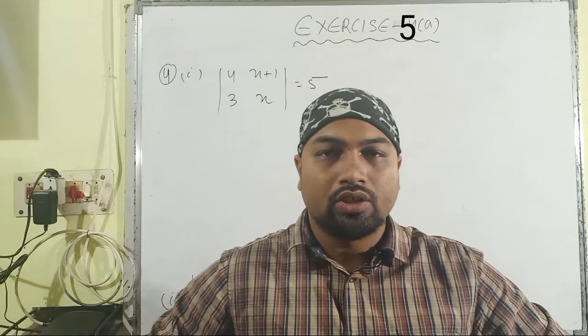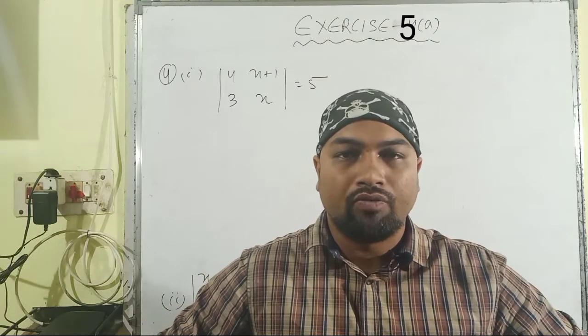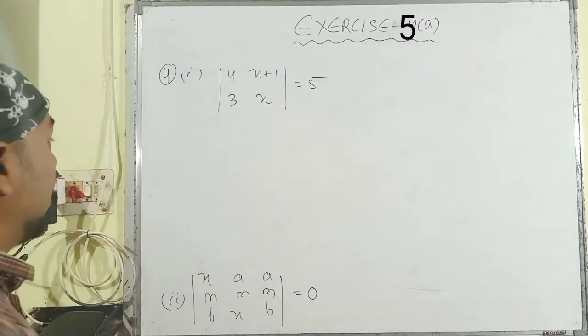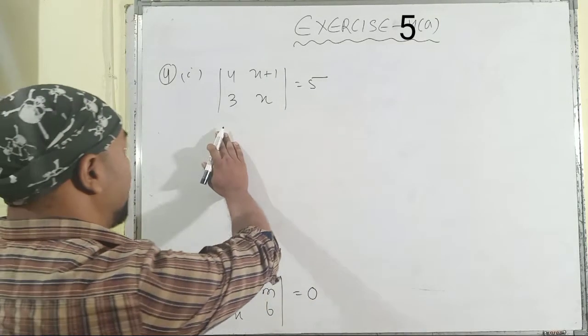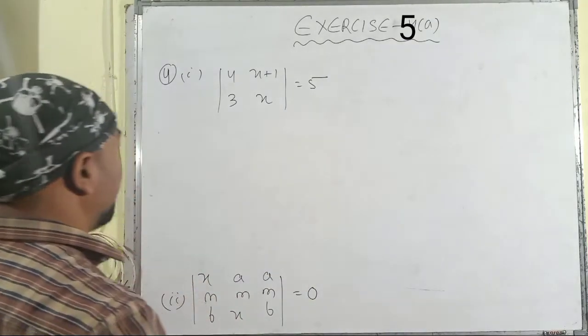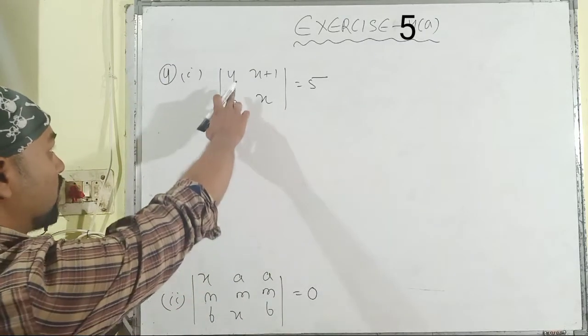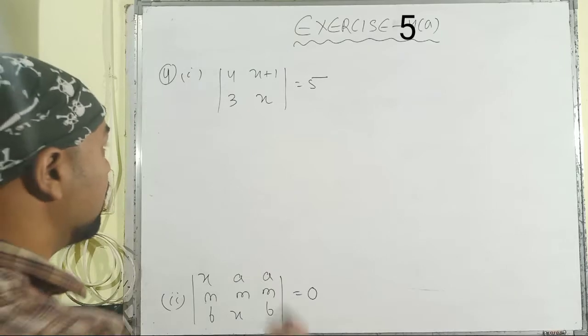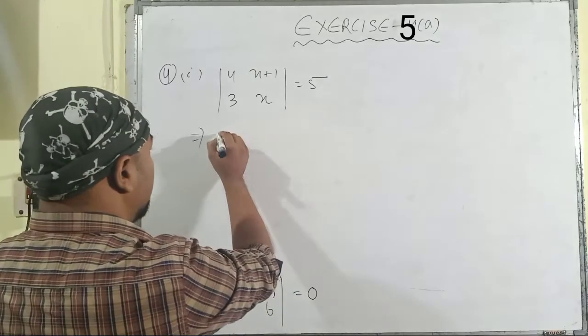In this particular session we are going to solve number 4 of exercise 4a. So here is the first problem. We have to evaluate the value of x from the given determinant, the determinant of 4, x plus 1, 3 and x, which is equal to 5. So let us solve it.